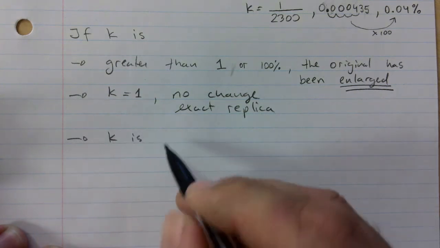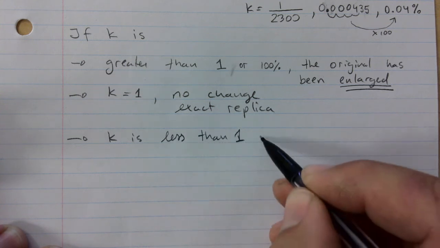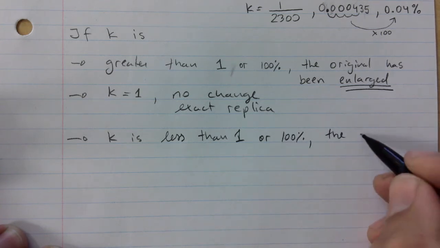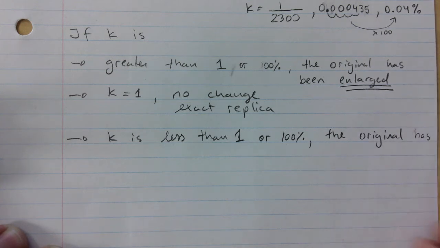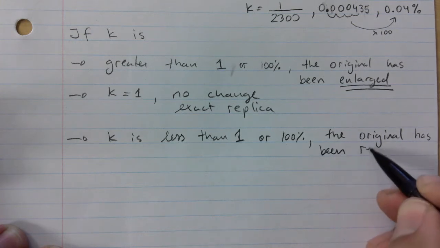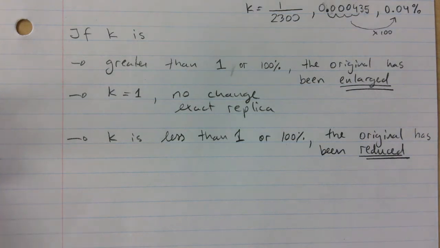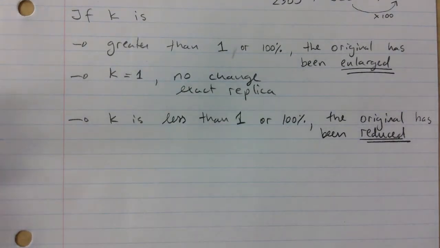If K is less than 1, or less than 100%, the original has been reduced. You should be able to tell me that just by looking at the value of K as a decimal, as a percent, as a fraction. It doesn't matter. You should be able to see that.